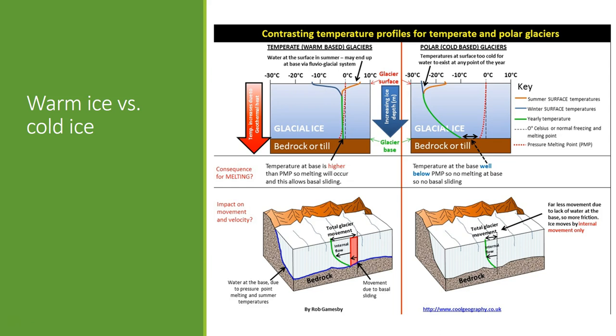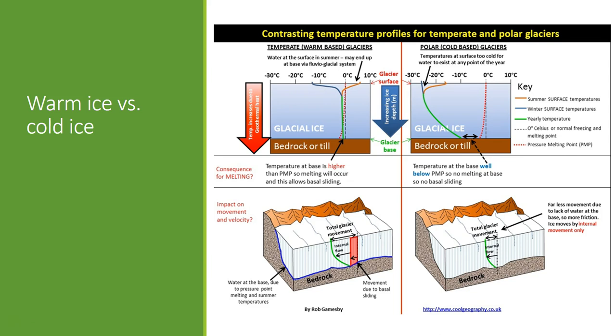In temperate or warm-based glaciers, the temperature at the base of the ice is warmer than the pressure melting point, meaning that there will be liquid water at the base of the glacier. Water also accumulates on the surface during the summer, and this water may end up at the base via glaciofluvial processes, adding to the volume of water between the ice and the bed. Water lubricates the bed and facilitates movement due to basal sliding, which may occur quite rapidly.